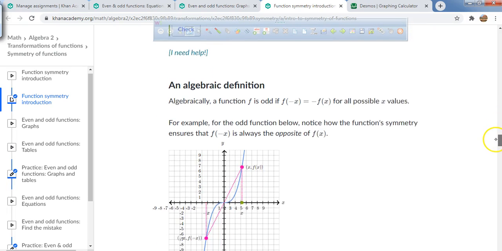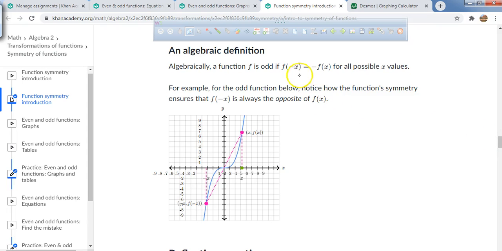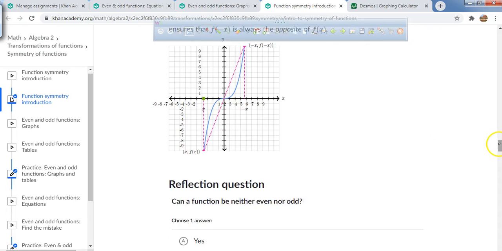Perfect. So algebraically, here's the definition. If you take an original function and you plug negative x into the x, it's going to become negative f of x for all possible values. Here's a way of testing whether things are an odd function. Here's x and f of x. Negative x becomes f of negative x. And so you can see this is what it looks like when you're dealing with an odd function.